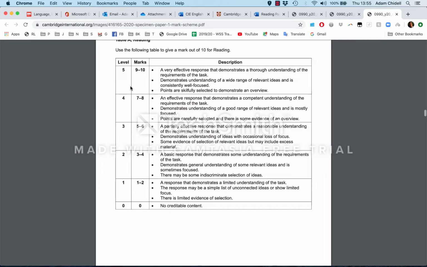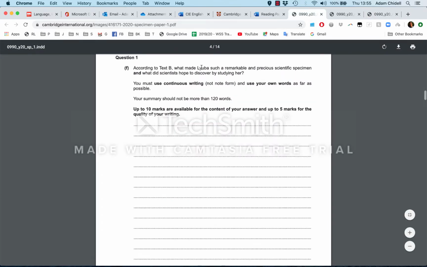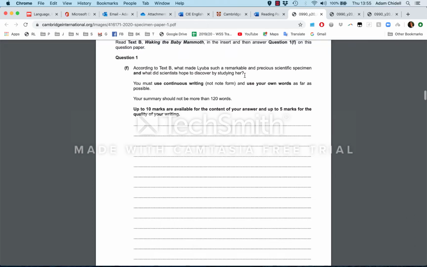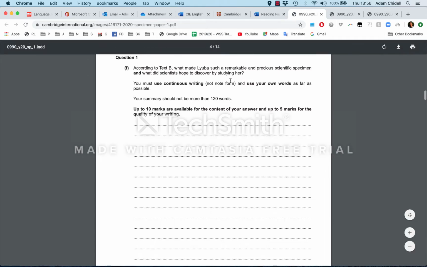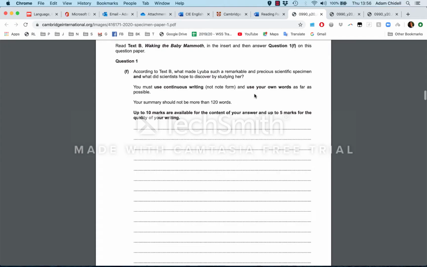So again, I think what this means is that really you need a balance of different points. You don't want to focus too heavily on just one side of this question. So it can't all just be about what made her a remarkable and precious scientific specimen. It has to include both parts. Now, I should also say it won't necessarily be that you have a two-part question like this. It might just be one thing, in which case that's fine as well. But if it is two parts, in a way it makes your life a little bit easier because it helps you with grouping your points.